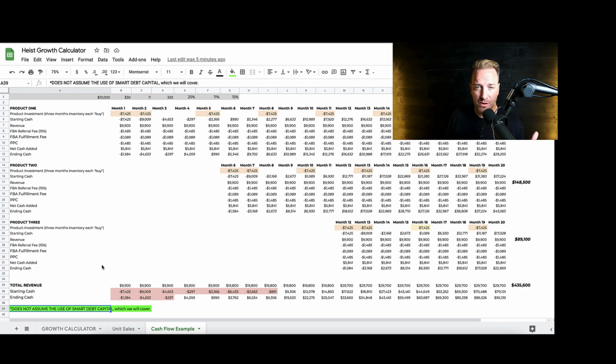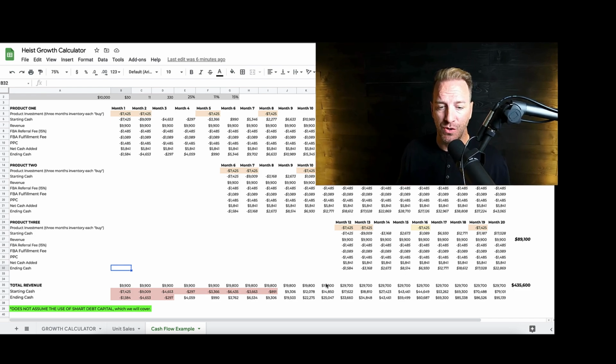But I wanted to start out by mapping out an understanding of what cash flow looks like in an Amazon business, especially how difficult it can be in that first 6 months. You need to be aware of it, you need to budget for it, and you need to know going in how this scales into a cash flow machine and how long it takes to get there.